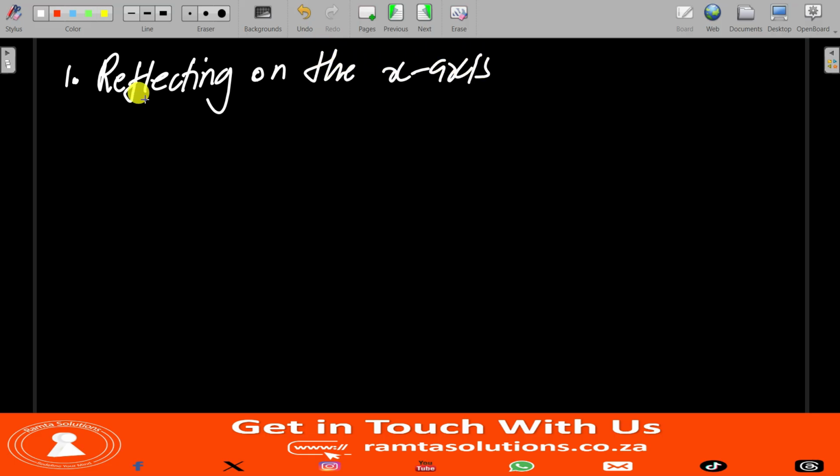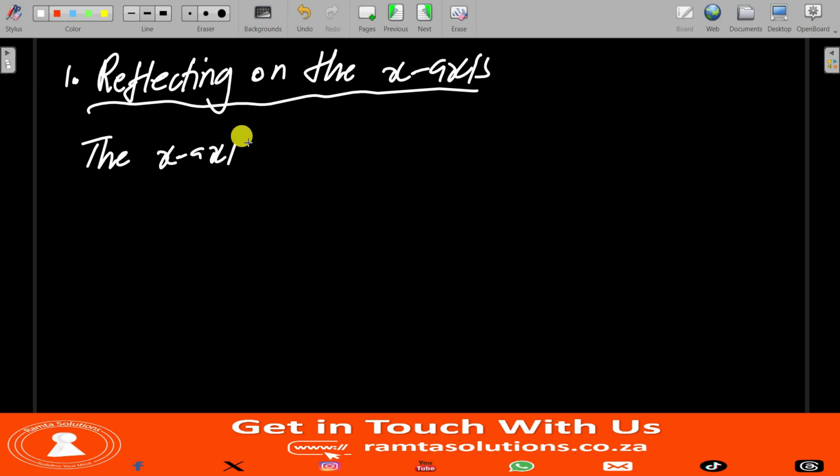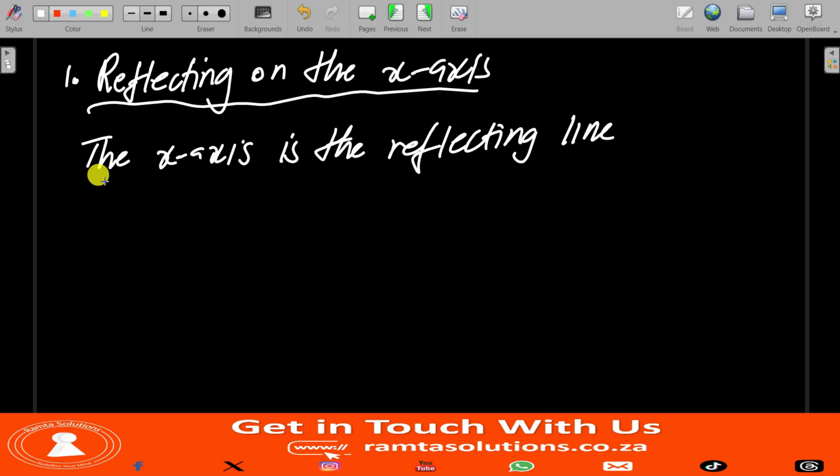So when we reflect on the x-axis, what we are saying is the x-axis is the reflecting line. So what is happening here? Since the x-axis is the reflecting line, I want you to think of it in this way.